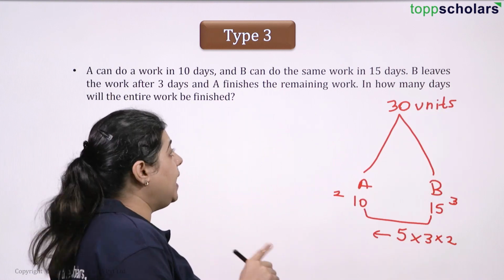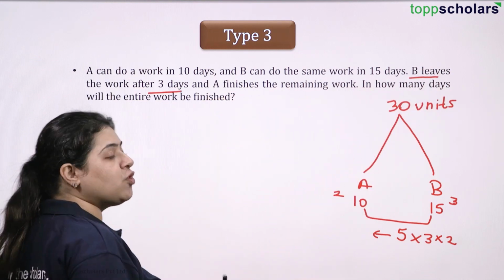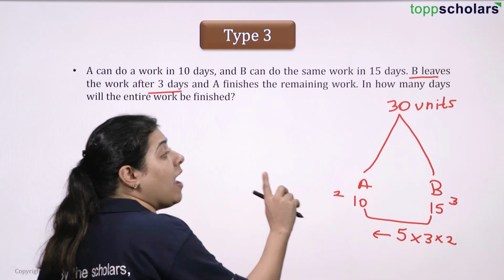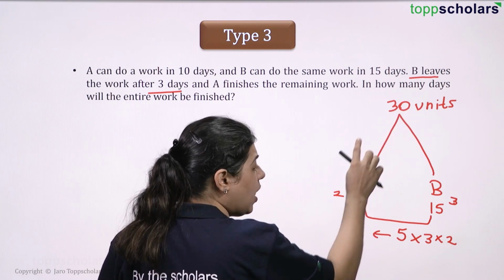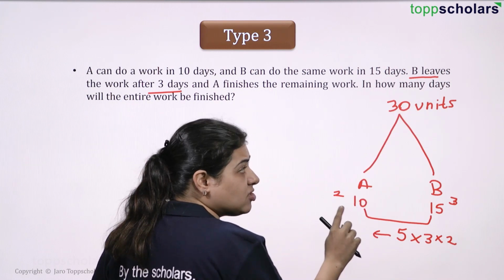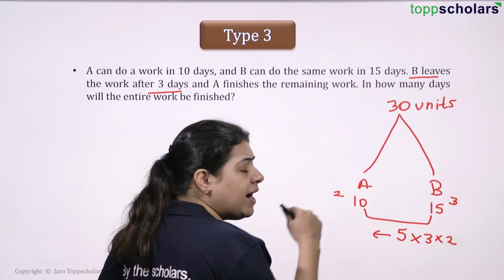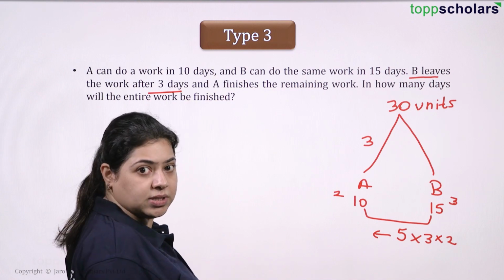Now, B leaves after 3 days. Means for 3 days, A and B did the work, so their efficiency needs to be calculated. If 30 units are the total work, A can do it in 10 days. So, the efficiency of A would be 30 divided by 10. In 1 day, he can complete 3 units.